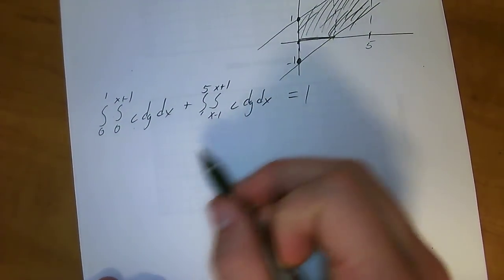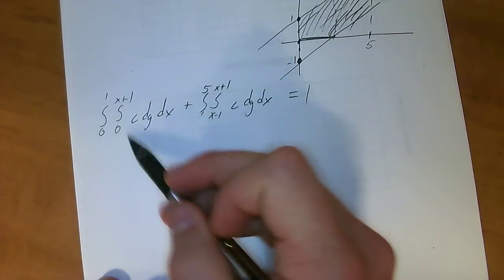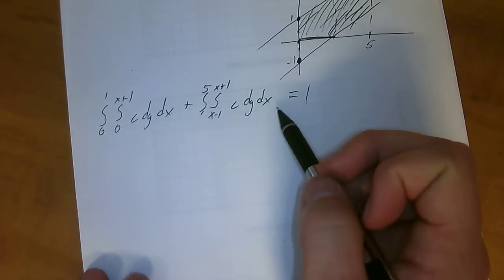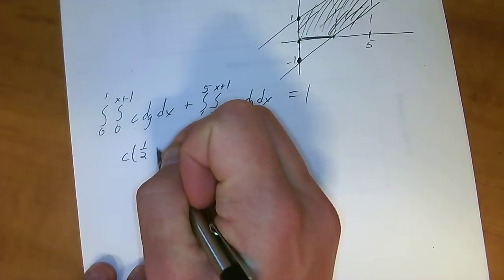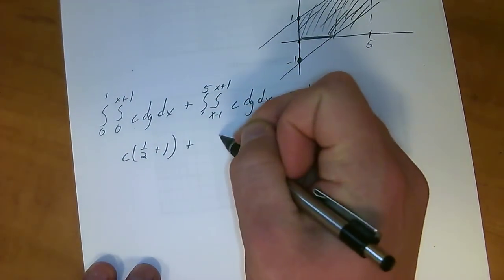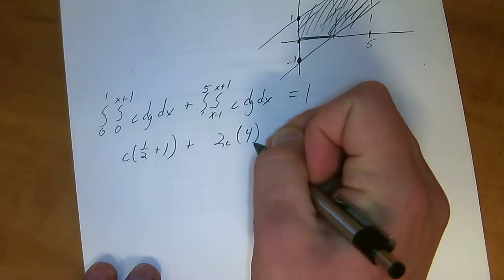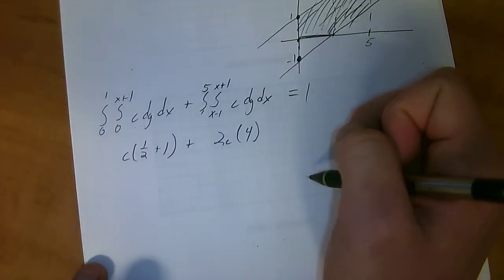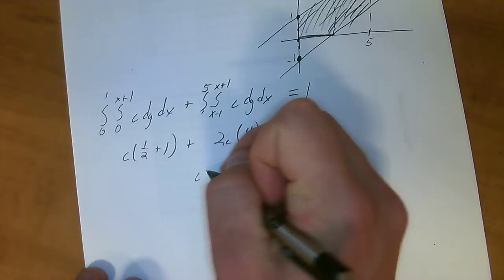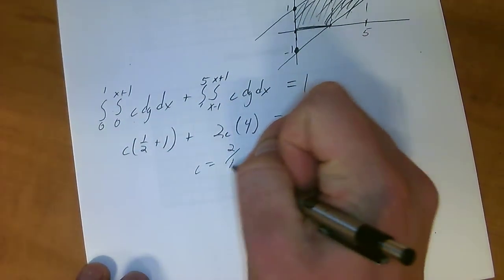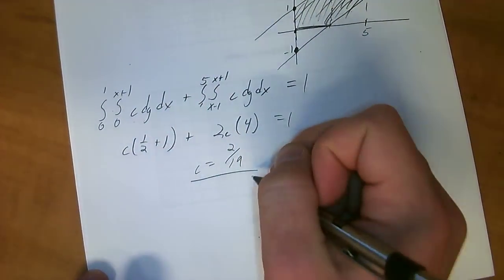Now, I'm not going to show all the calculations for these because a constant is a fairly easy thing to integrate. So I'm just going to go ahead and solve this out. You're going to end up with c times 3/2 plus 1 over here plus 2c times 4 over there, and when you solve that all out equal to 1, you should end up with c equal to 2 over 19. So that's our joint PDF.